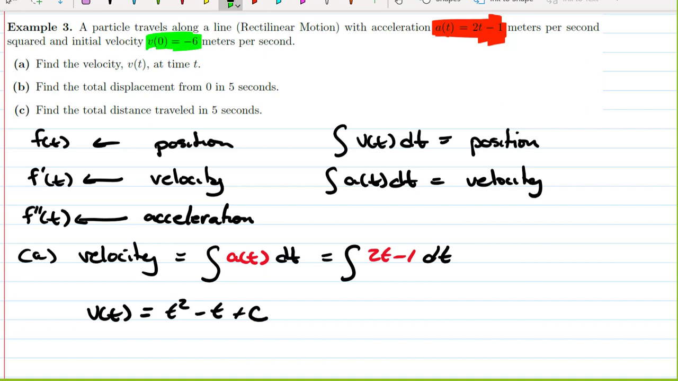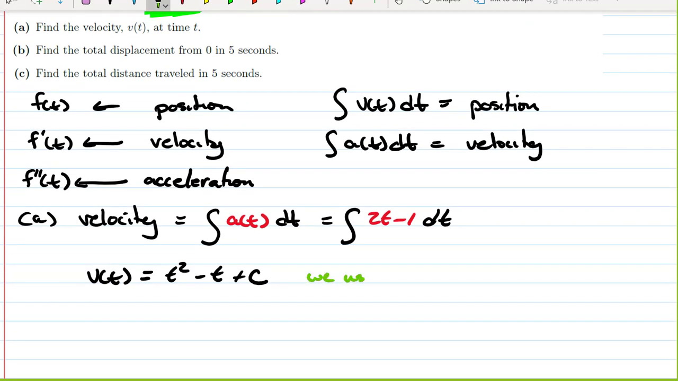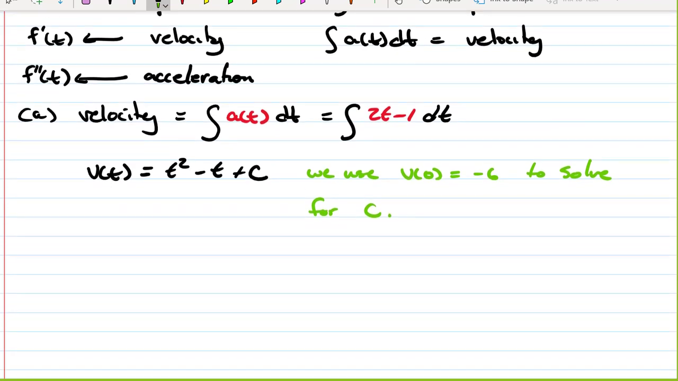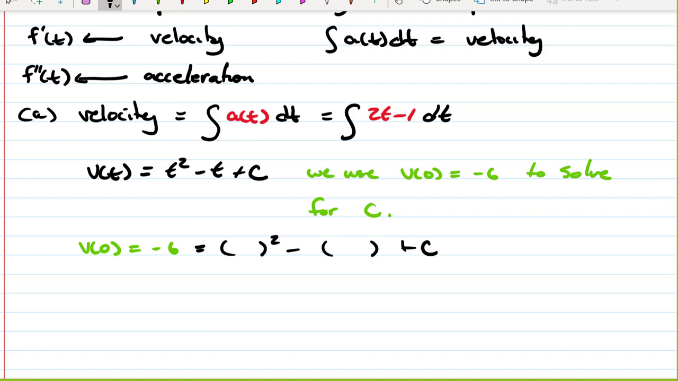Luckily, we were told that v of 0 is negative 6. So we can use the initial condition to solve for C. This is exactly the same thing we did back in chapter 4 in the antiderivative section. So we know that v of 0 is equal to negative 6, which is then equal to 0 squared minus 0 plus C, which reduces the equation to negative 6 equals 0 minus 0 plus C, so that tells us C is negative 6.